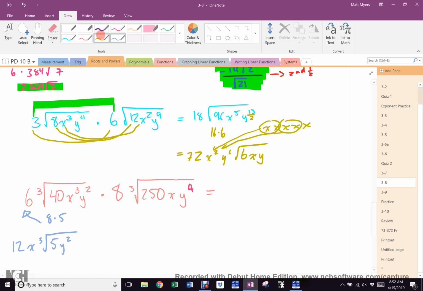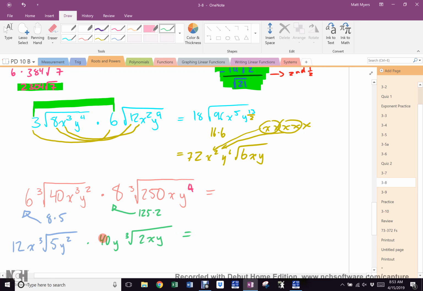What's 250? I would use 125 times 2. Why? 125's got a cube root. What is it? 5. So what's coming out? 5 times 8, which is what? 40. Can I get out any x's? No. Can I get out any y's? How many? 1. What did I leave under there? 2xy. Now let's do our math.